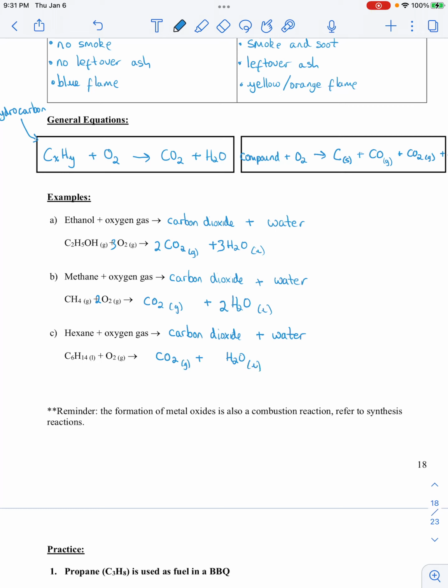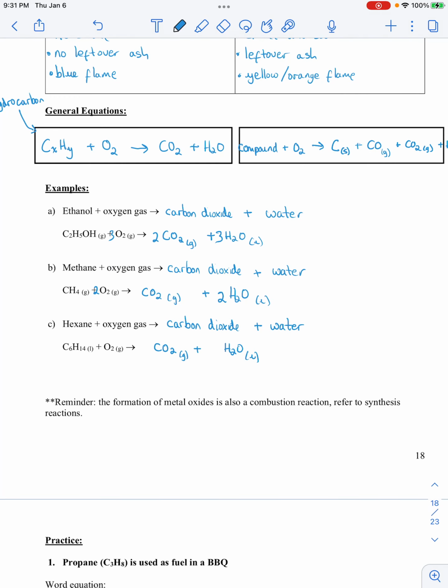Okay, this is going to be a tricky one to balance, but we'll give it a go. My carbons on the left, I've got 6. On the right, I've got 1, so I'm going to put a 6 there. Do our hydrogens next. I've got 14 on the left, and I've got 2 on the right, so I want to go with a 7 there to balance that out. And now I need to check my oxygens.